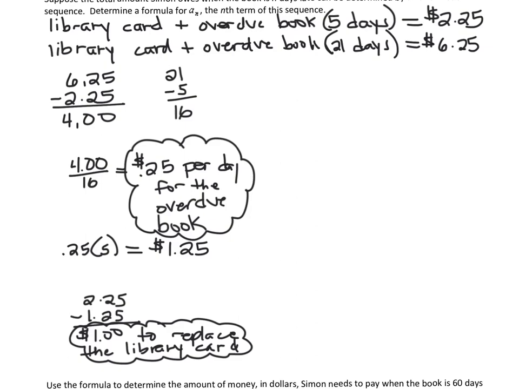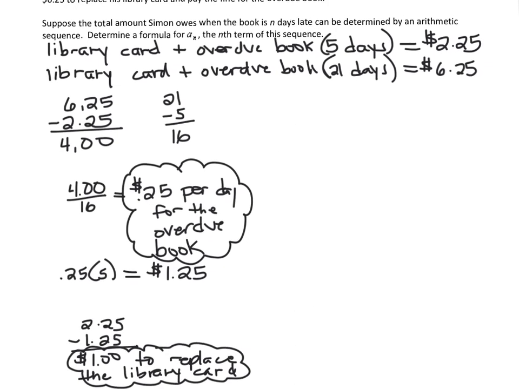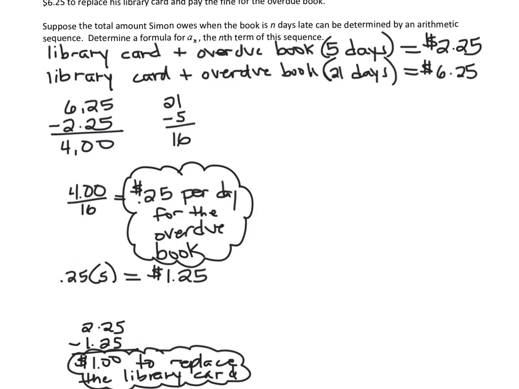All right, so now let me just slide this down a little so we can see what it's asking. So it says that suppose the total amount Simon owes when the book is n days late can be determined by an arithmetic sequence.